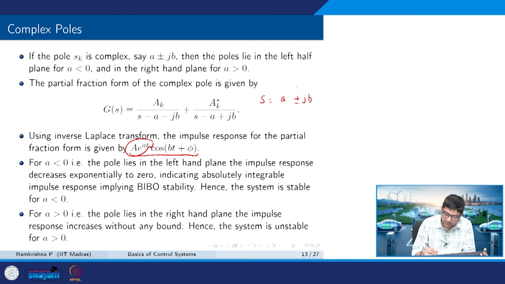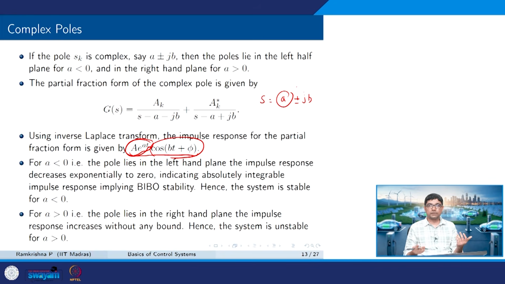The b sits in the sinusoidal term. This is bounded, so cos(bt + phi) will be bounded between minus 1 and 1. Now, where does this A sit in? A sits in e^(at). For the system to be bounded, e^(at) has to be decaying. e^(at) will be decaying only if A is less than 0.